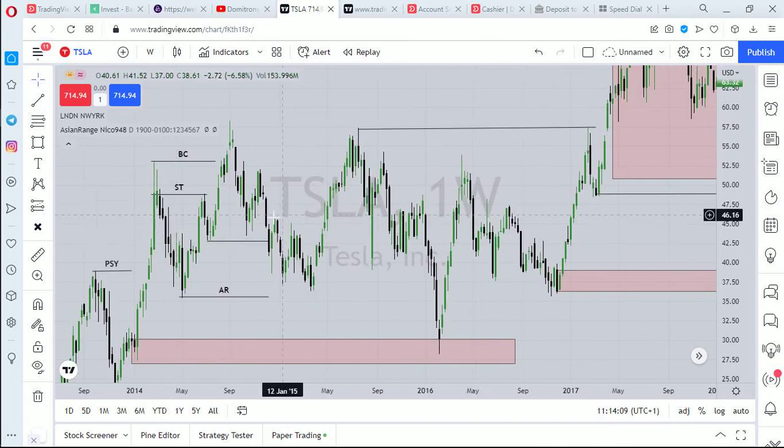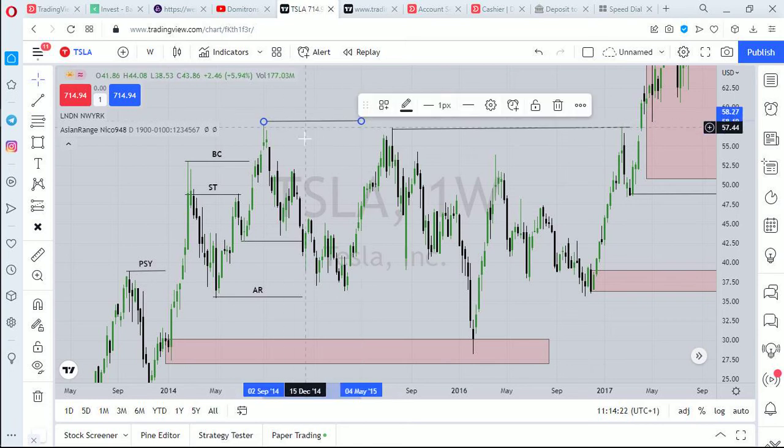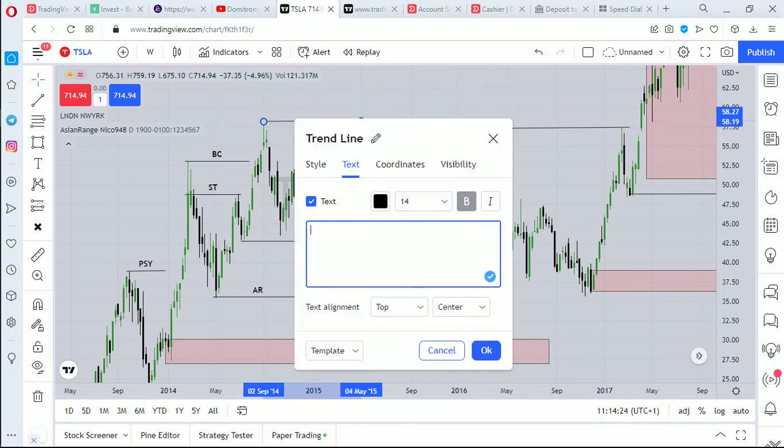It's still in the range, right? What happened next? You see, it takes out the buy stops resting here, creating another high. And what is that high? The high is what? An upthrust, right? The high is an upthrust, you see.